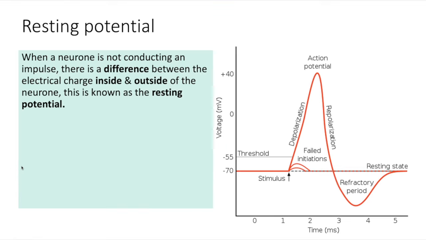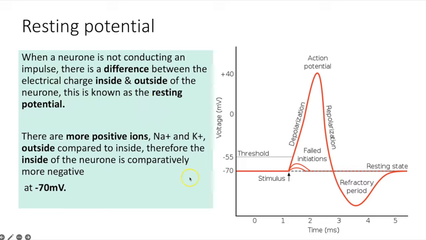Next we move on to the actual changes that happen in a response. When there isn't a stimulus, your neurons would be in resting potential state. So that's what we're going to go through first. When a neuron is not conducting an impulse, meaning there's no stimulus, there is still a difference between the electrical charge inside and outside of the neuron, and that is known as the resting potential. You actually have more positive ions, which are the sodium ions and potassium ions, outside of the neuron compared to inside. And therefore, the inside of the neuron is comparatively negative at minus 70 millivolts.